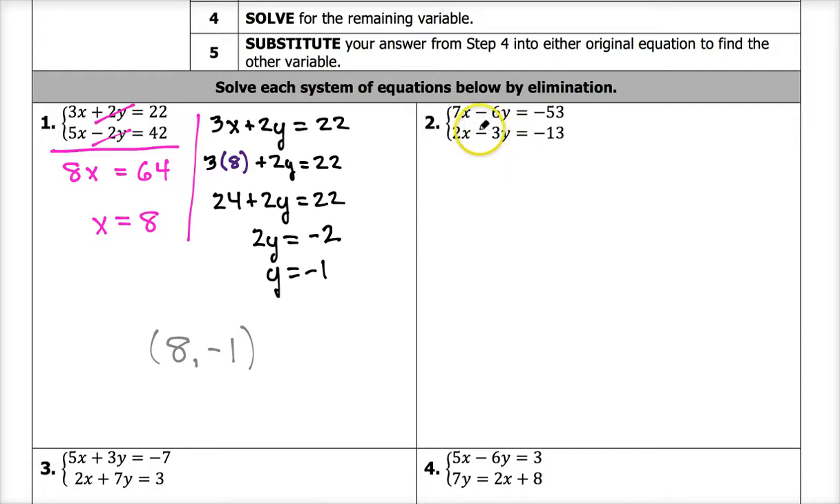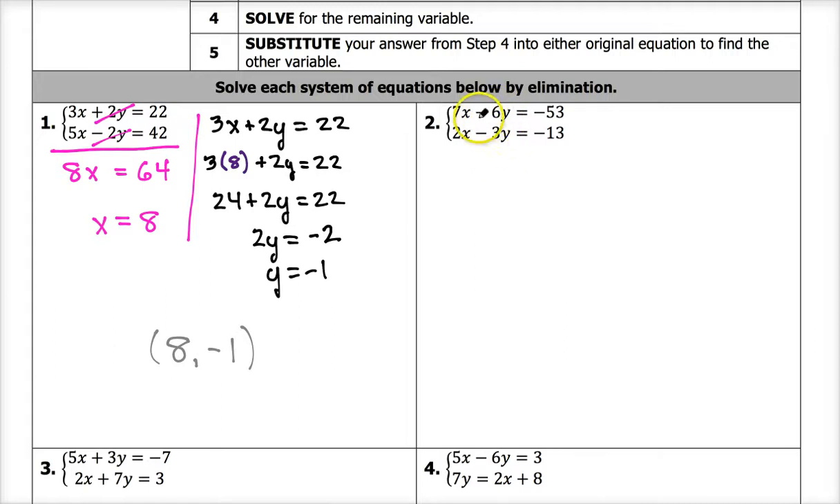In this case, it's probably easier to do negative 6, negative 3, and our job is to get both of these coefficients on the y's to be a 6, preferably one a negative and one a positive. Why are we choosing a 6? Well, the least common multiple of 3 and 6 is 6. So that means I can multiply one or both of these equations by a number in order to make these both 6's.